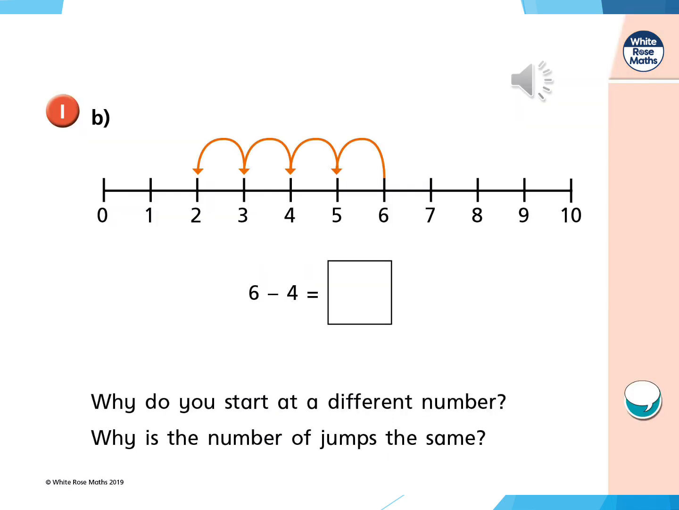Have a go at this question here. So 6 minus 4 equals... Can you find out how many are left? Why did you start at a different number this time? And why is the number of jumps, how has that stayed the same?